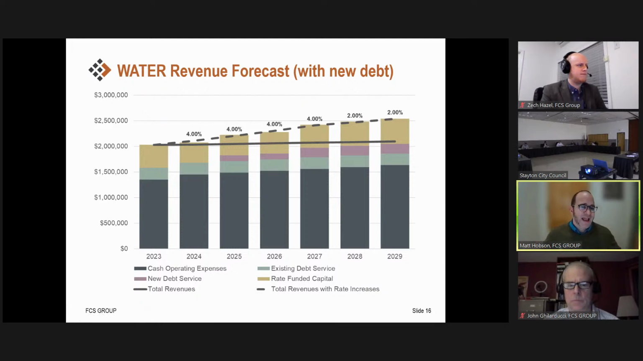The financial advantage of taking on debt from a rate setting perspective is you're simply able to spread that cost of capital over many more years. The downside, of course, is you incur interest expense that you would not incur otherwise if you were to cash fund the program. But under this scenario, if we were to issue $2 million in GO bonds over the life of this forecast, it would lower the projected revenue increases from the 9.75% down to 4% per year.